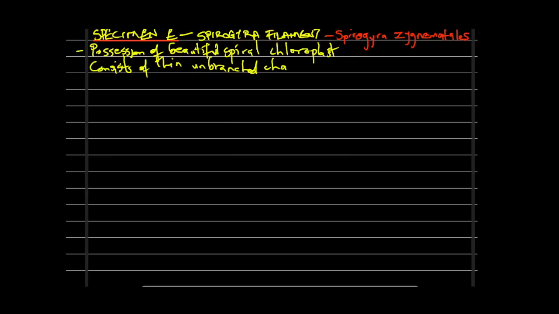Spirogyra consists of a thin unbranched chain of cylindrical cells, and the cells of the filament possess a large central vacuole.